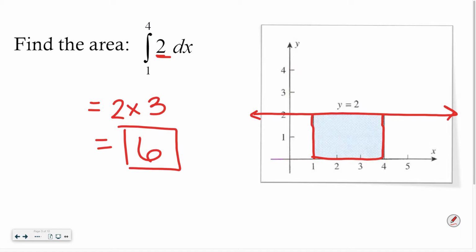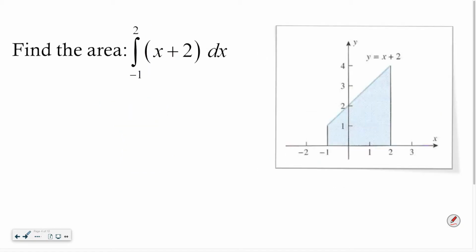Okay. My next example, the integral from -1 to 2 of x plus 2 dx. I would like you to write down our definite integral. Definite means I have numbers attached to the integral. Okay? Indefinite was just an integral with no numbers on it. So write down the definite integral and draw the picture of y equals x plus 2.